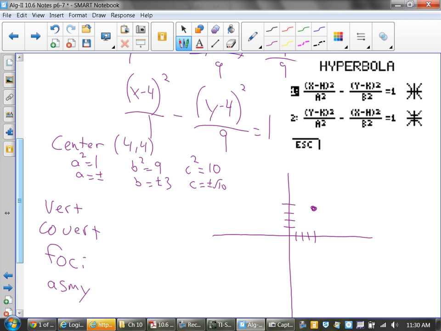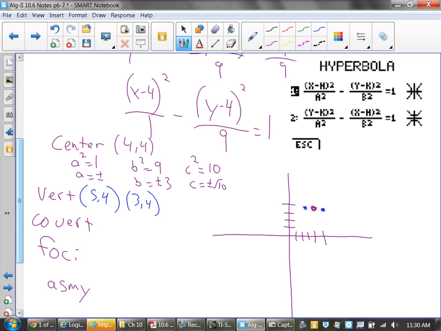So a always stands for the distance from the center to the vertex. It's moving left and right, so all I have to do is go right one and left one. So my vertices are at 5, 4 and 3, 4. Co-vertex, use that to find b. Plus or minus 3.